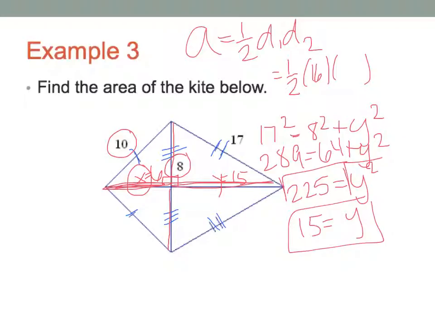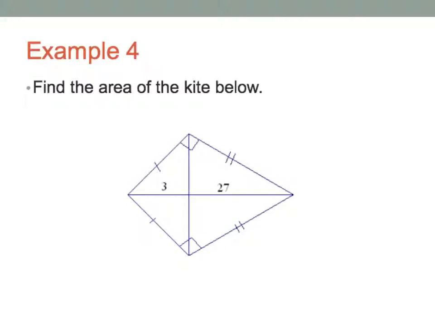So I'm going to write in a 21 up top here. So this is going to be 8 times 21. And if I simplify that, I get 168 units squared is the area of this kite.